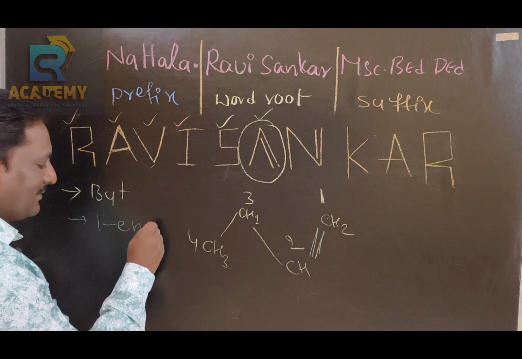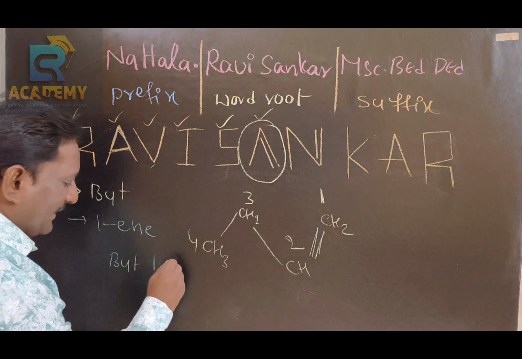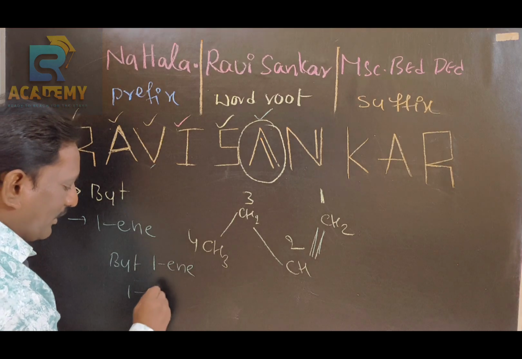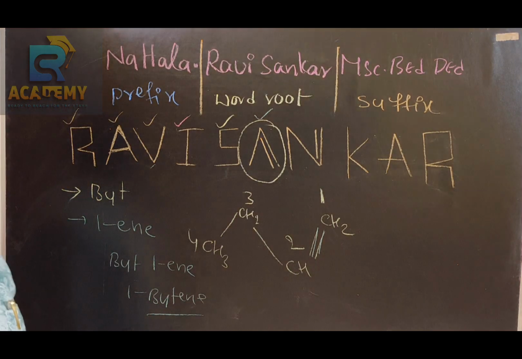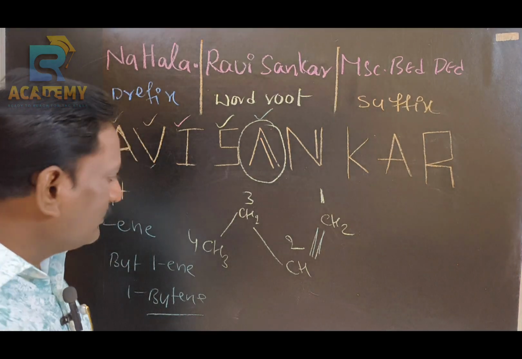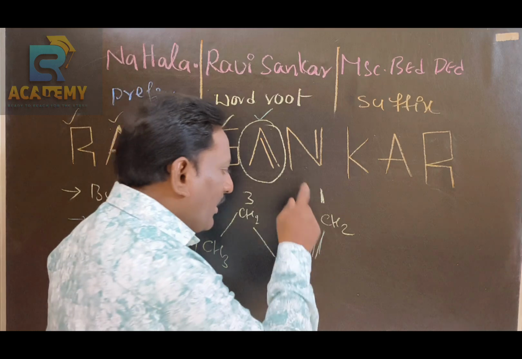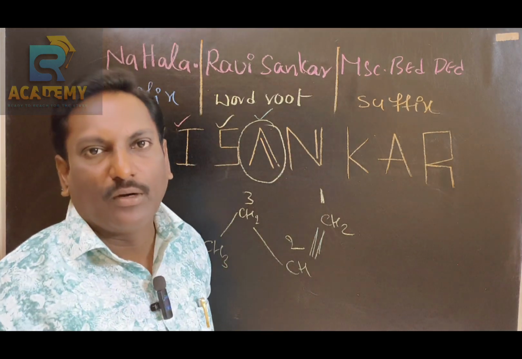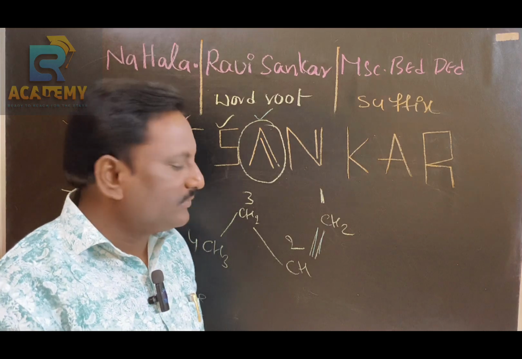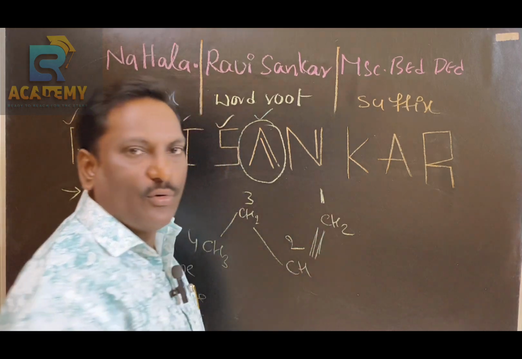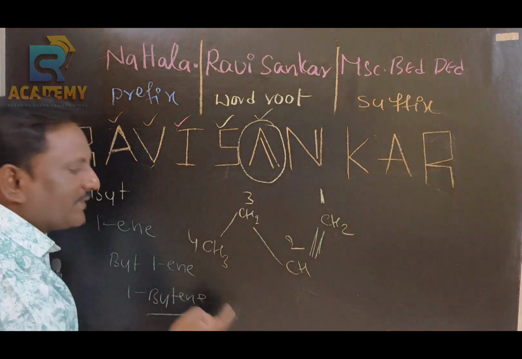One ene. So simply you can say but-1-ene or 1-butene. In case of butene, we should give a clear picture of where the double bond is located. At first carbon. So that's why it is called 1-butene.